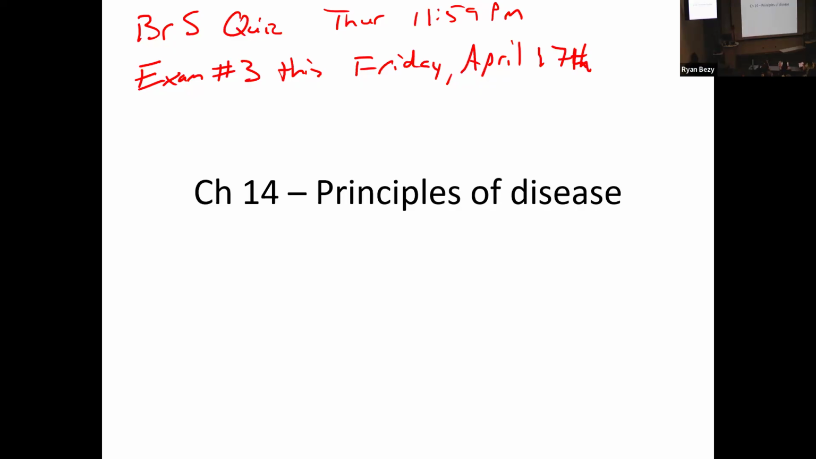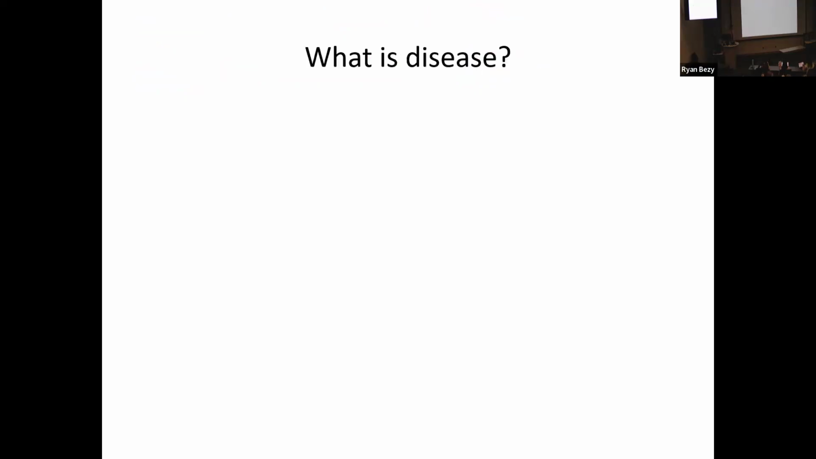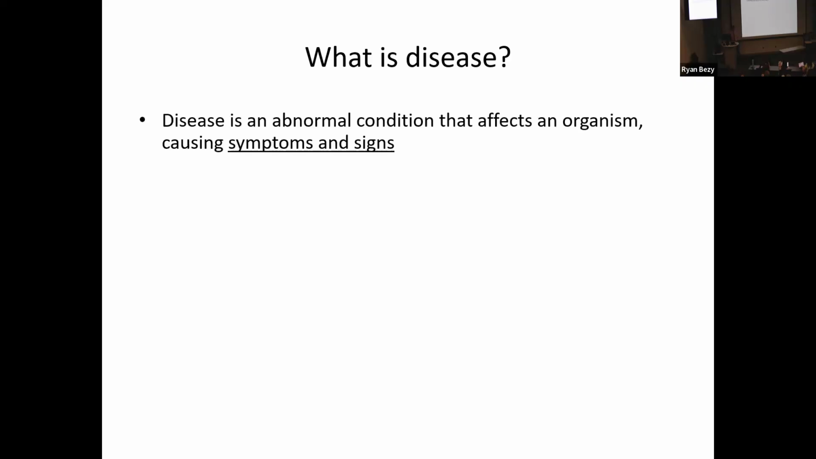And we've talked about it already throughout the semester, especially towards the beginning of the semester. What is disease? What's the definition of disease? Yeah, so it's an abnormal condition that affects an organism. So abnormal means not normal. The organism is not functioning normally, and then it produces noticeable symptoms and signs.